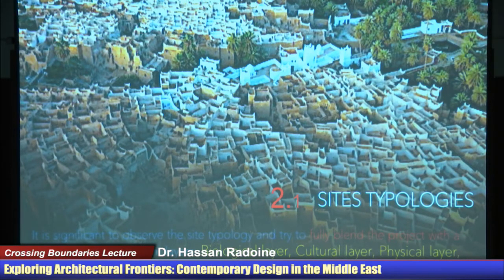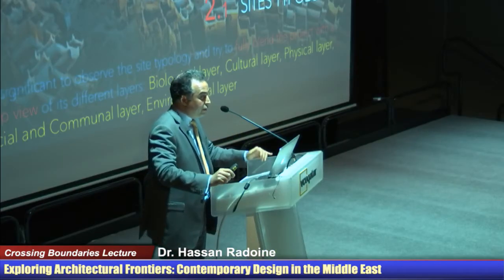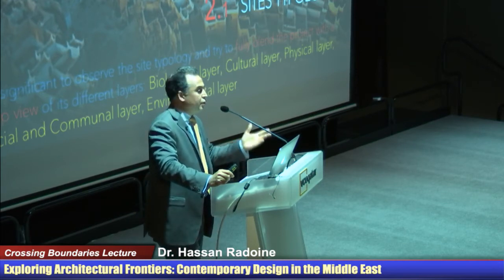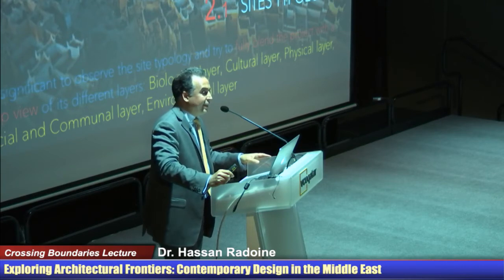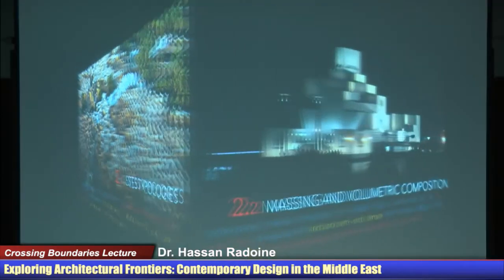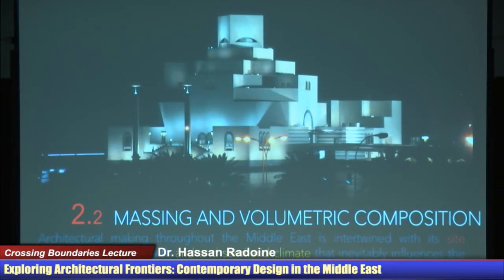The first thing that we need to consider is site typologies. But when I say site typologies, it is not about the physical part of the site, but the biological layer, the cultural layer, the physical layer, the social and communal layer, and the environmental layer. If we don't respect these layers and all these dimensions in a locality, that means the architect or designer is missing the whole point. And of course, comes the second point, the massing and volumetric composition. I am not against skyscrapers here, just for information, because tall buildings are not something new.